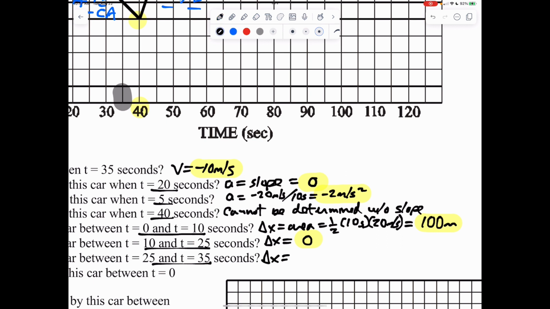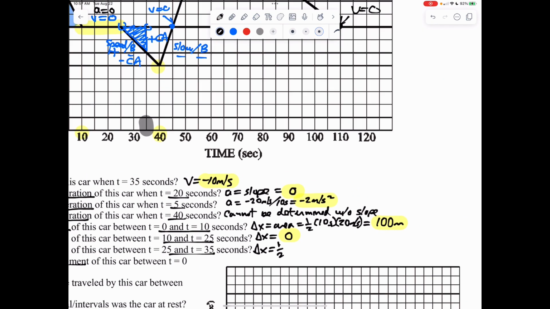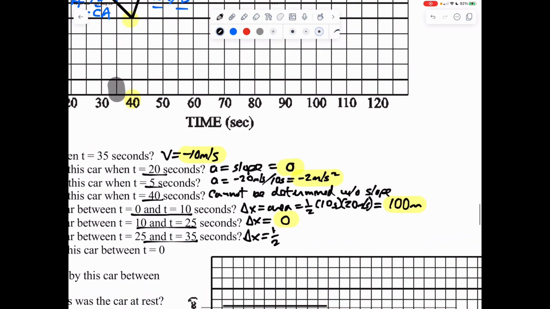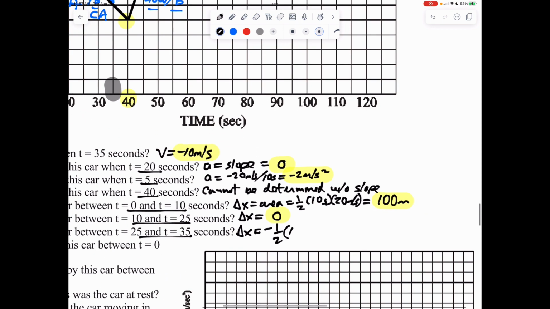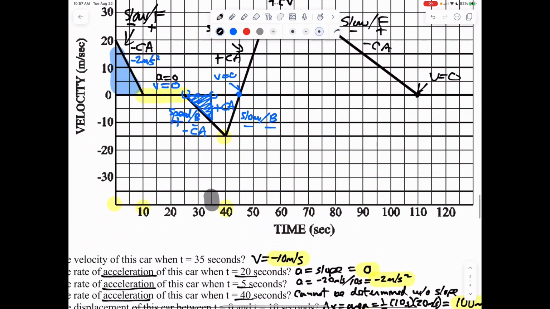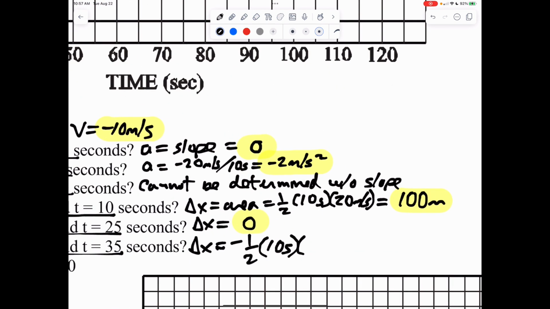Delta x equals 1/2, okay? We're going to area again, and I'm actually going to write it as negative because it's negative area, negative displacement. The base would be 10 seconds again, times the height of that triangle, which at that height is getting to 10 as well. 10 times 10 is 100. Take half, of course, is negative 50 meters.